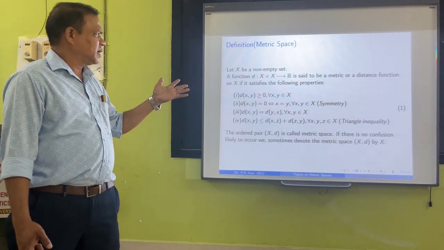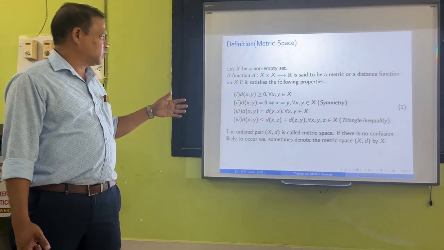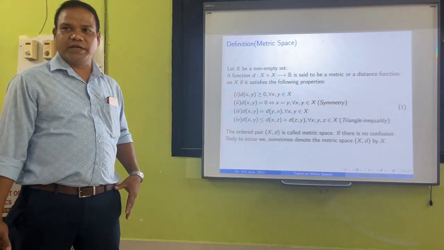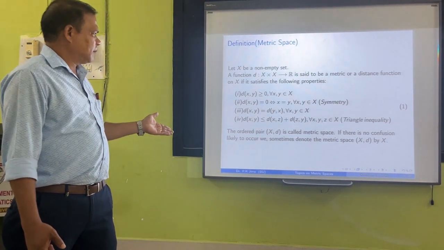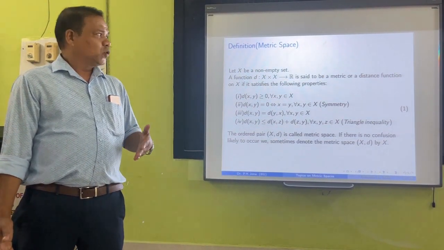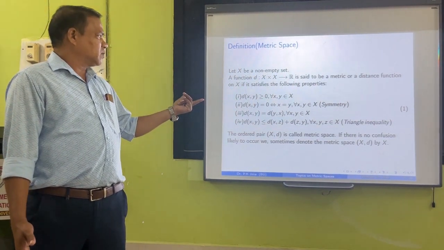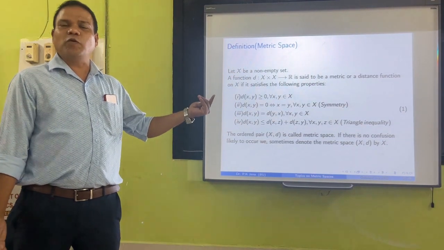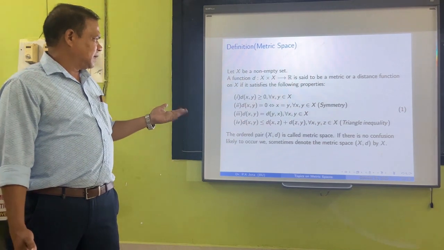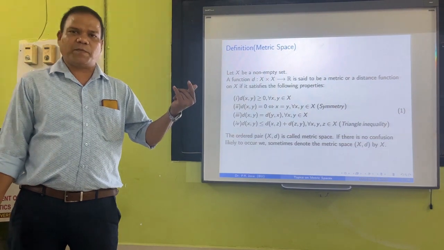We call the third property the symmetry property: D of x,y is D of y,x. And the fourth one is the triangle inequality: D of x,y is less than or equal to D of x,z plus D of z,y for all x, y, z belonging to X. A non-empty set together with the metric D, which we call the ordered pair, is known as a metric space. A non-empty set equipped with the metric, the function D, is known as a metric space. So simply we can write X is a metric space without writing X comma D as the ordered pair.